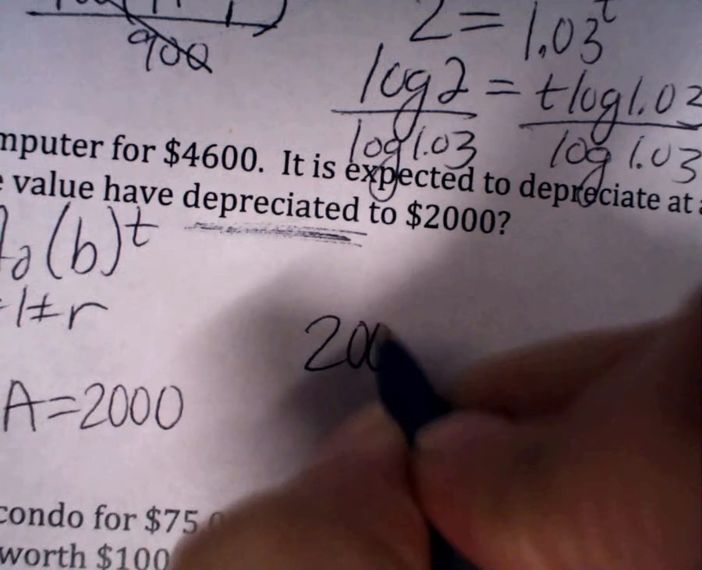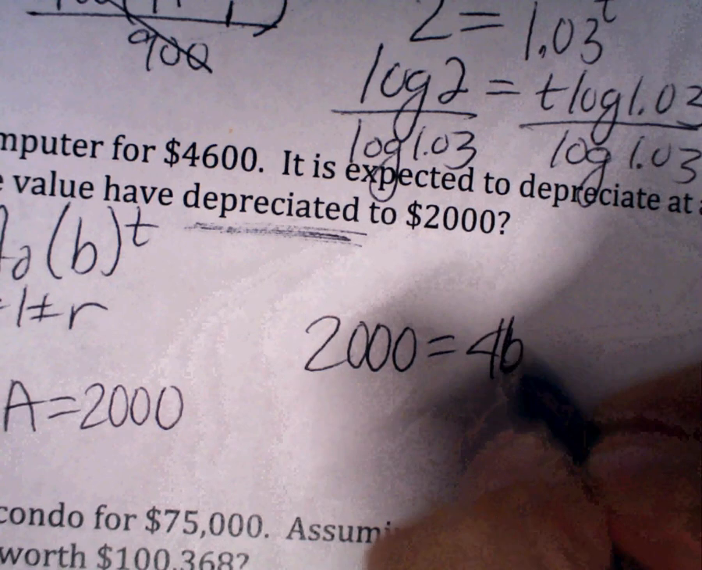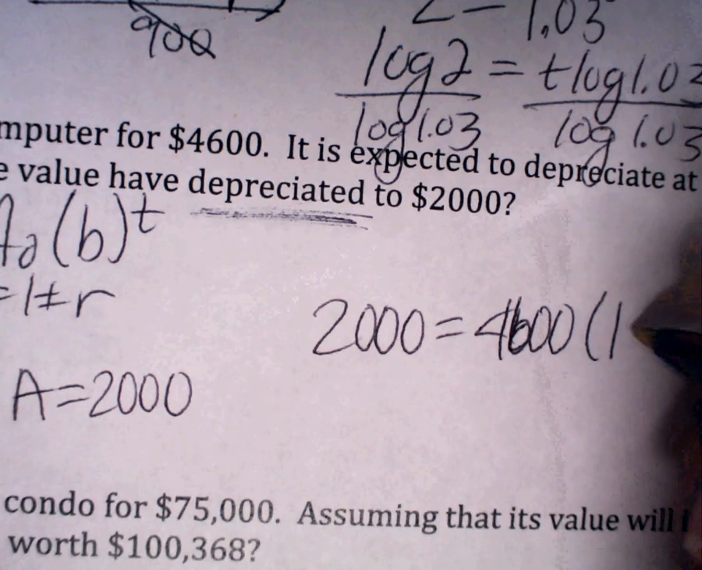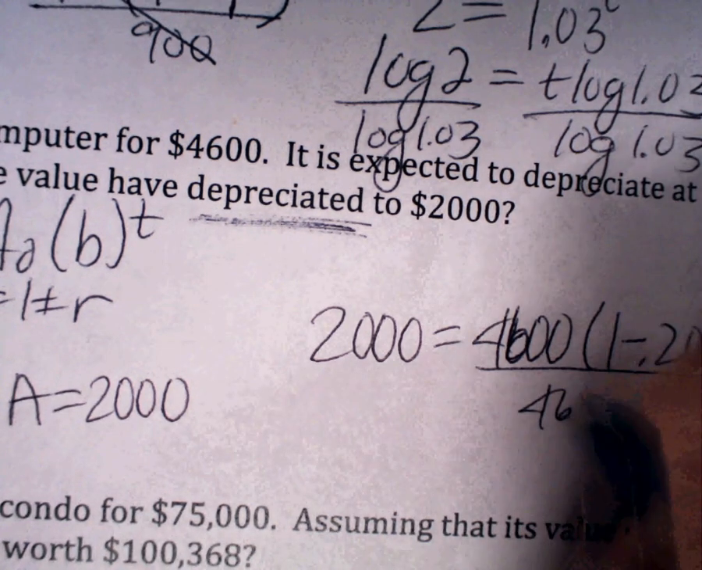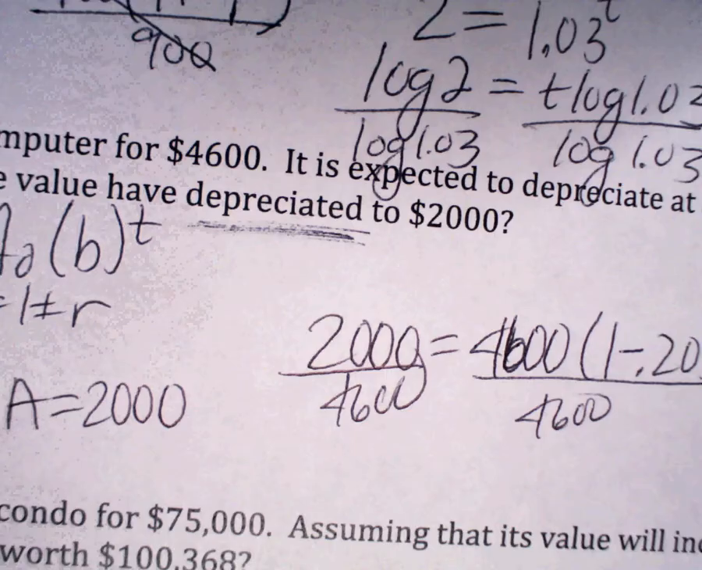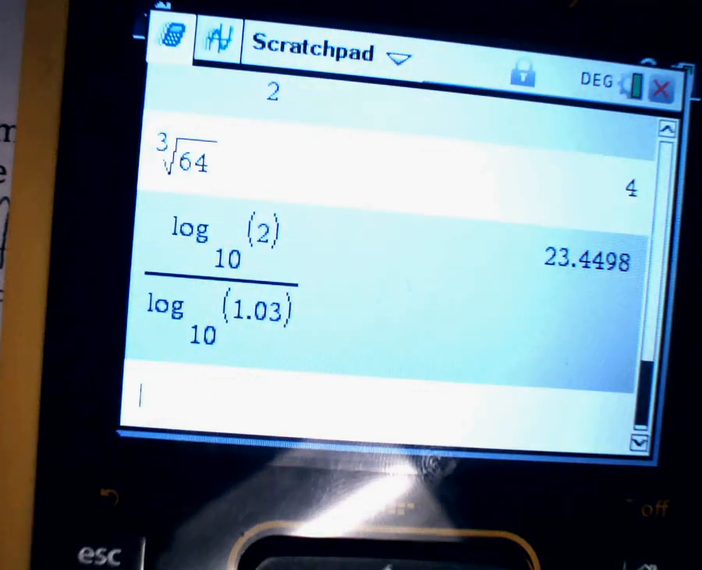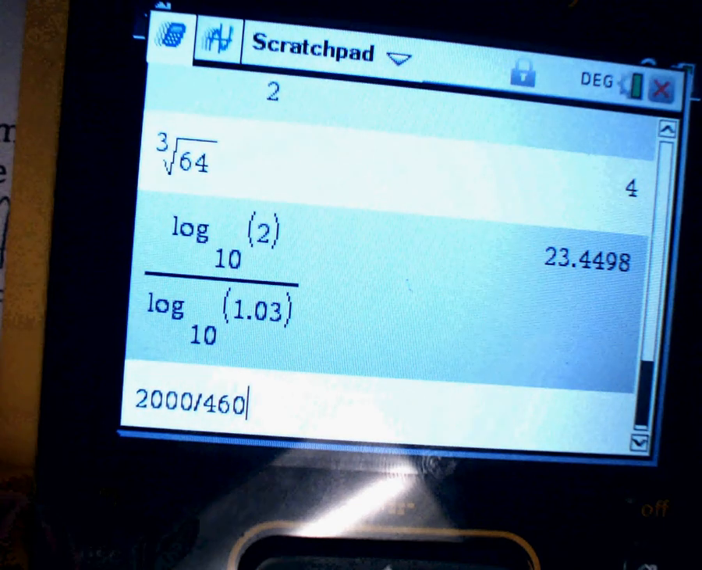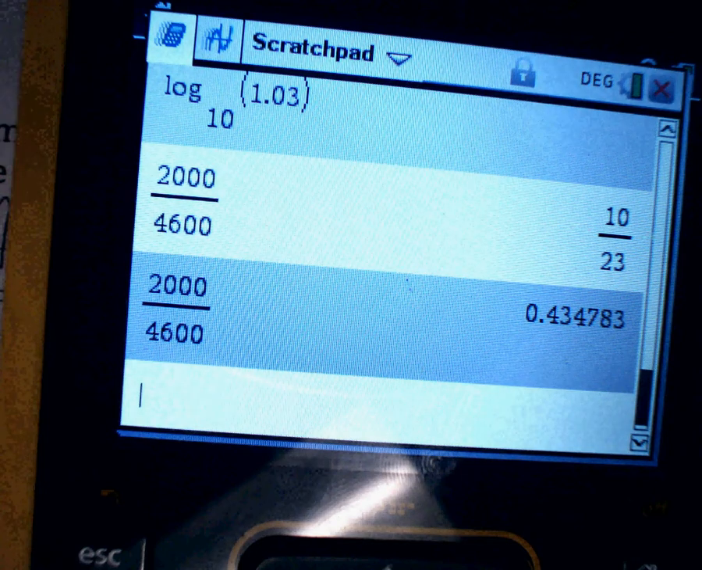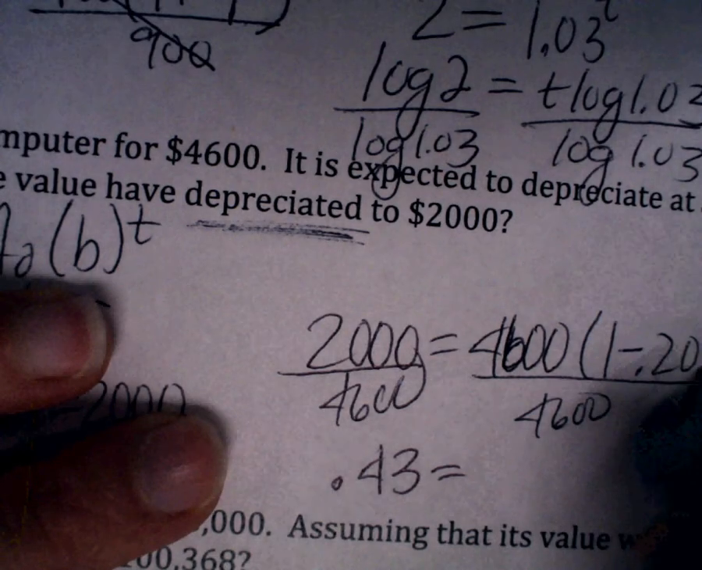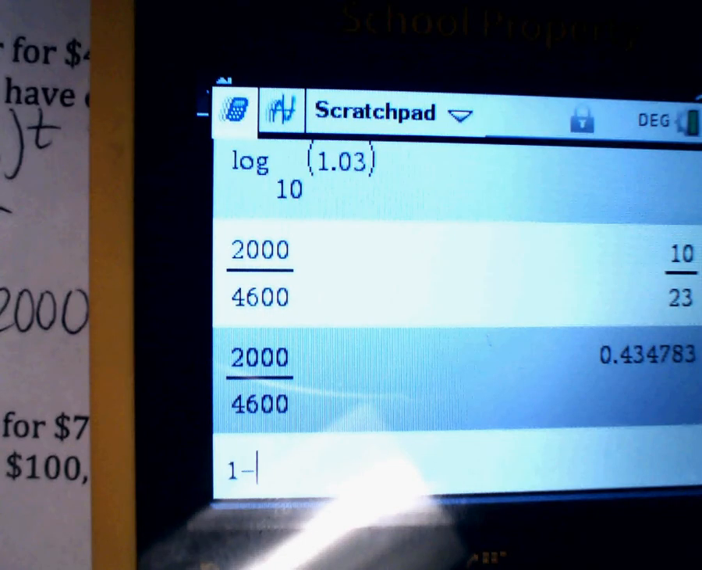So let's set it up. A equals 4,600 times 1 minus 0.20 to the t, divided by 4,600. So I take my calculator, 2,000 divided by 4,600. If I do control enter, it'll give me the decimal. I guess it's okay to round in these problems. 0.43 equals 1 minus 0.20 to the t. Calculator, 1 minus 0.20 is 0.8.